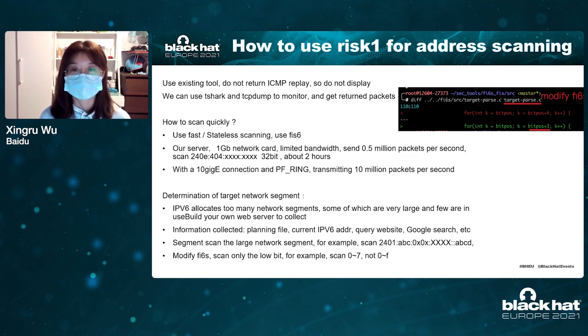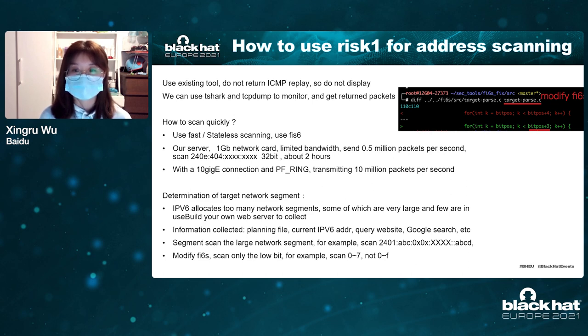Scanning a non-existent address with an existing tool does not return an ICMP reply and does not display. We can use tshark and tcpdump to monitor, which is why this problem has not been found. And how to scan quickly?